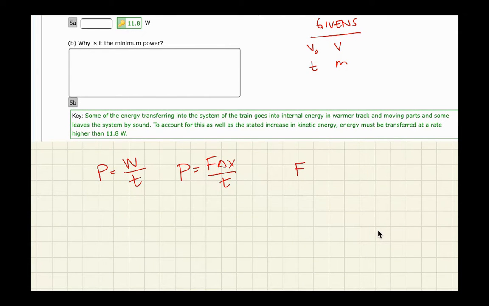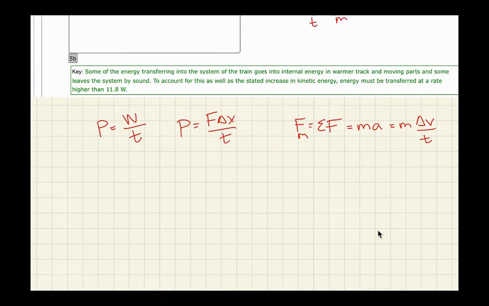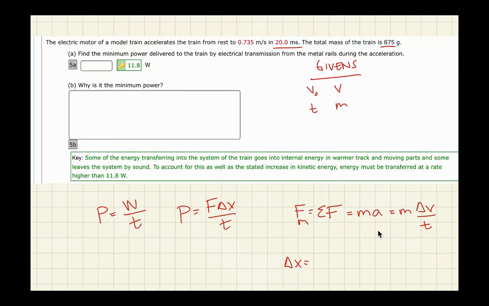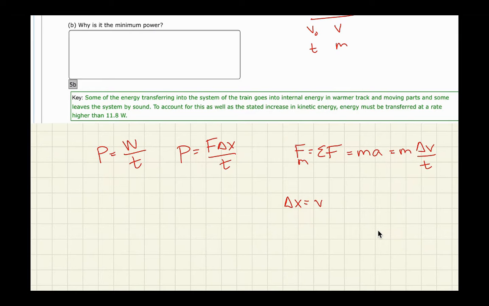In this case, F equals the net force, right? The F motor, the electrical force, is the net force. So that's equal to m times a, or m times delta v over t. And for my displacement, delta x, in this case, I have constant acceleration. So that's going to be equal to the average velocity times time, or delta x equals (v plus v naught) over 2 times t. In this case, my v initial is 0.